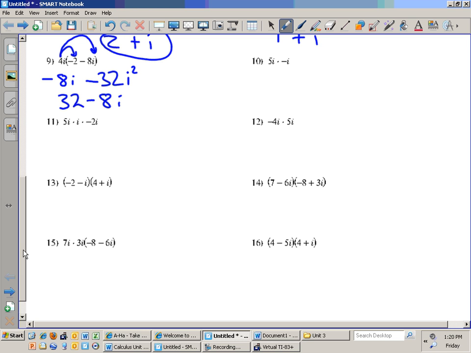So let's try number 10. 5i times negative i would be a negative 5i squared. Now, I'll write it out here. This looks like negative 5 times, what is i squared? Negative 1, which is positive 5.